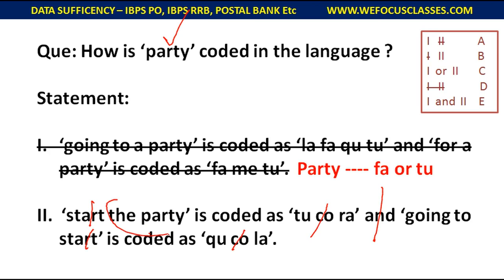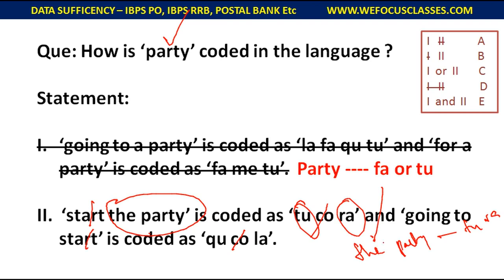So here you are left with the party. Here you are left with the 2 RA, friends. So the code for party and the code for the is known. So the party is 2 RA. But you are not sure what is the code for 2, what is the code for the, and what is the code for party. So forget about that. Party code can be either TU or RA. We are not sure what is the exact code for party. Means second statement is also not sufficient to answer the question.